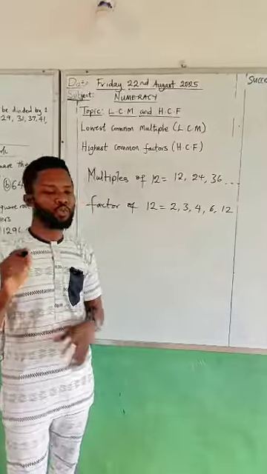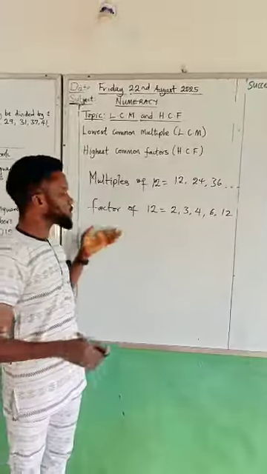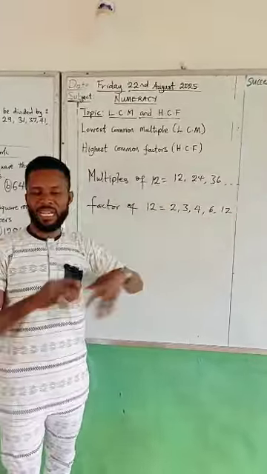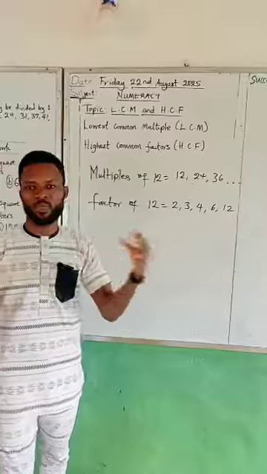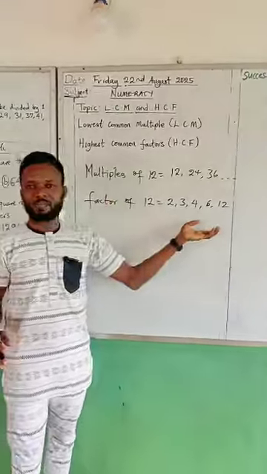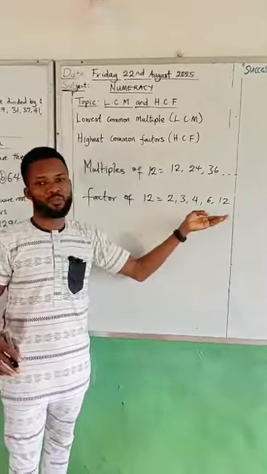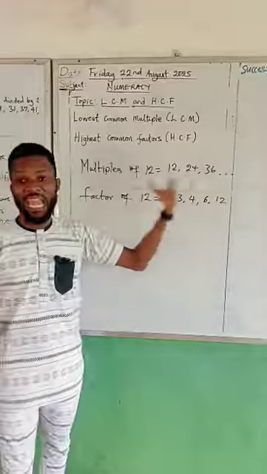Now, one thing you need to know is the major difference between factors and multiples. Multiples are endless. You can't count them all. You can't exhaust all the multiples of 12. It's to infinity, all right? But factors, they are limited. So you can stop at 12 for factors of 12. But for multiples of 12, it is endless.